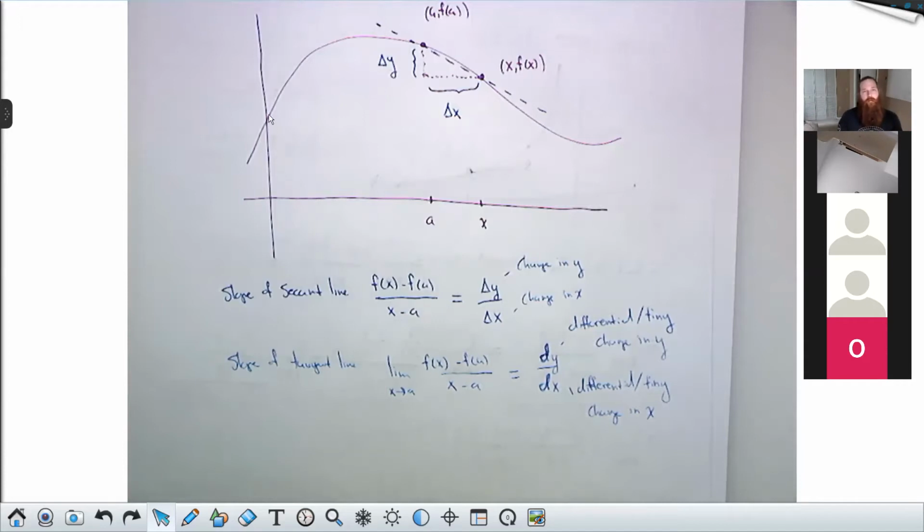Or if your function is measuring how far you have gone in a race, say you're in a drag car, then delta y would be the distance you've gone, and delta x would be the time it took you to cover that distance. So the slope of the secant line would be your average speed over that race. And the tangent line, dy over dx, this limit, would be your exact speed at any given moment. So understanding these things as rates of change is hugely important when it comes to application problems.